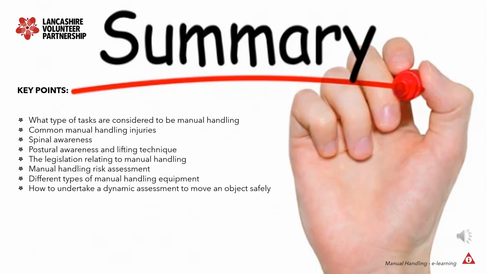Finally, let us summarize the key points of this manual handling training. Key points: what type of tasks are considered to be manual handling? Common manual handling injuries: spinal awareness, postural awareness and lifting technique. The legislation relating to manual handling, risk assessment, different types of manual handling equipment, how to undertake a dynamic assessment to move an object safely.